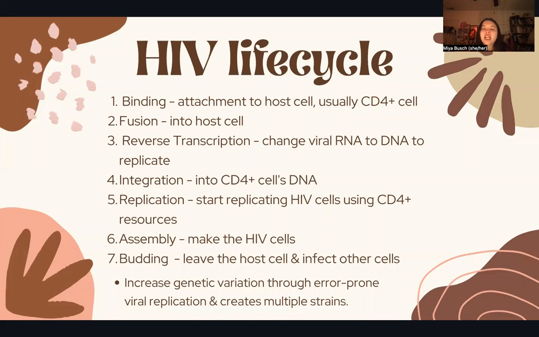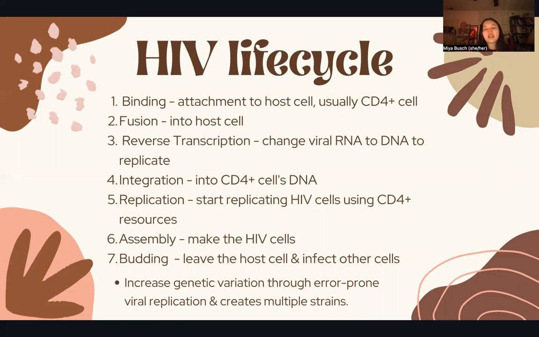So the HIV life cycle, it first binds, attaching to the host cell, usually a CD4 plus cell. It fuses next into the host cell, and then it does reverse transcription to change the viral RNA to DNA to replicate it. And then it does integration into the actual CD4 plus cell's DNA, and then it starts the replication with the HIV cells using the CD4 plus cell's resources. And then with assembly, it makes the HIV cells. And then budding is the last step when it leaves the host cell and it will start infecting other cells.